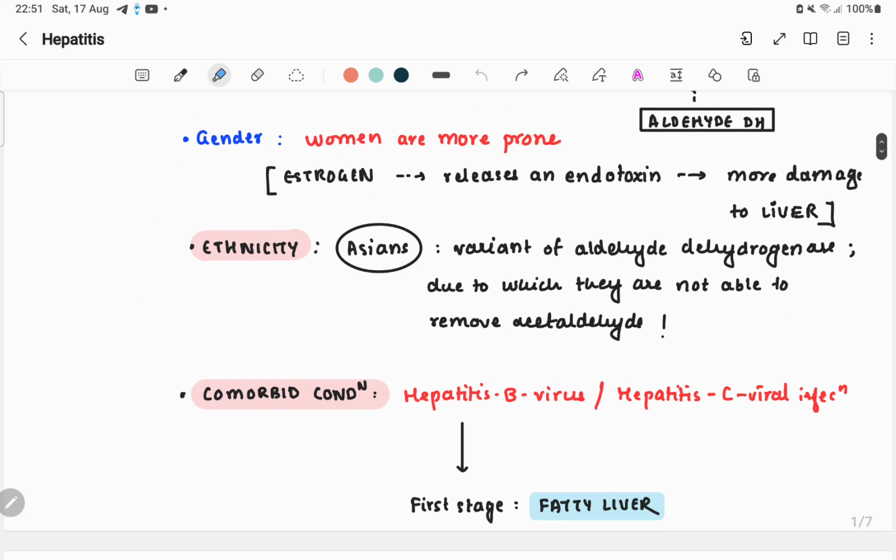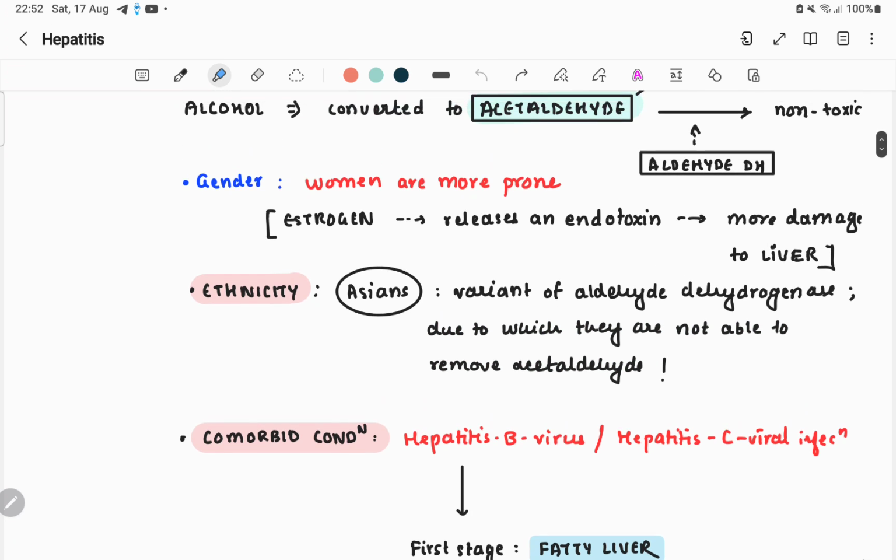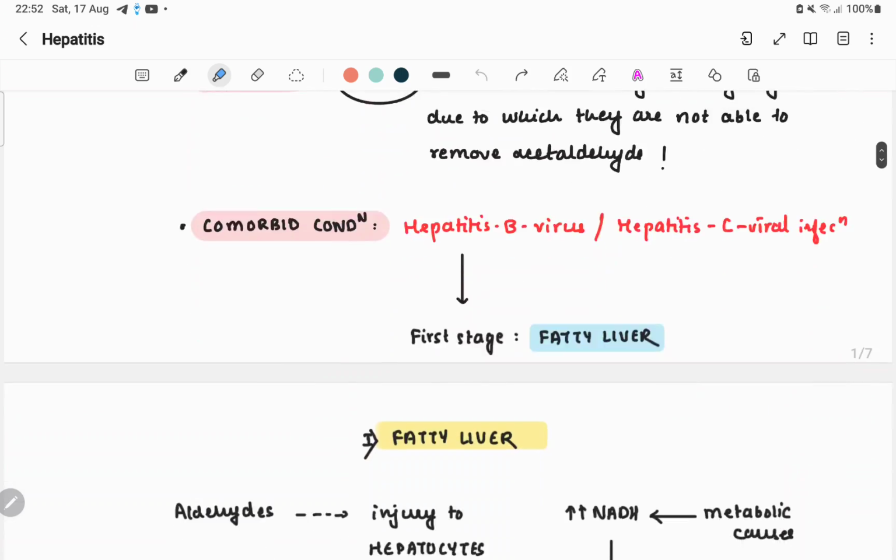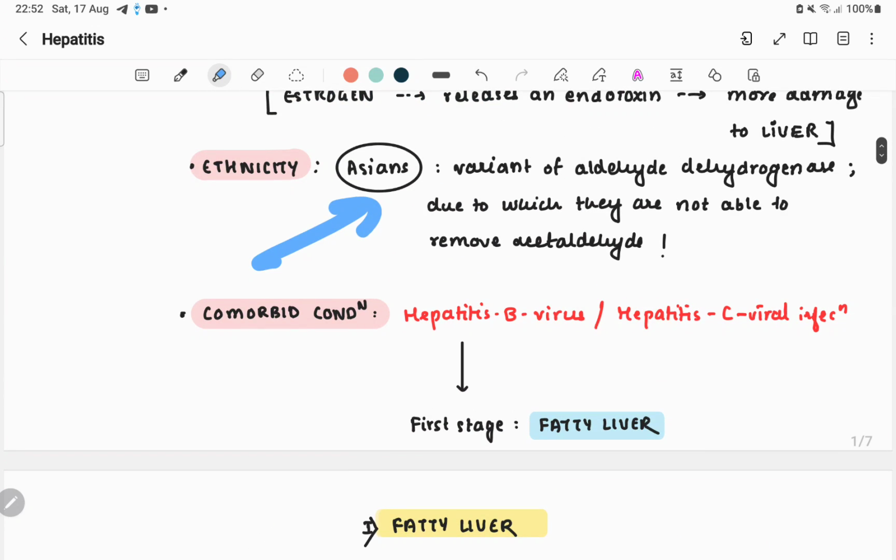Ethnicity. Some ethnic aspects are there, like Asians have a variant of aldehyde dehydrogenase by which they are not able to remove acetaldehyde much. Just pay attention to this fact. If they are not able to remove it, this will accumulate and will cause more hepatotoxicity. So we Asians are more susceptible to hepatotoxicity.